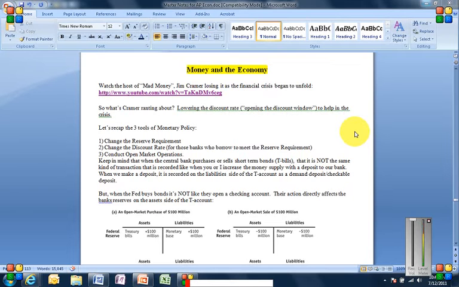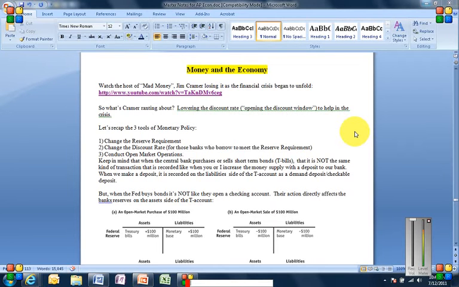So let's recap the three tools of monetary policy that are implemented by the Fed when it chooses to do so. And this doesn't just go for the Federal Reserve of the United States. We're talking about central banks in many countries. One is to change the reserve requirement. Remember, this is the percentage that banks in the system are required to hold as reserves. That's a percentage of their deposits, their liability side of the T account.